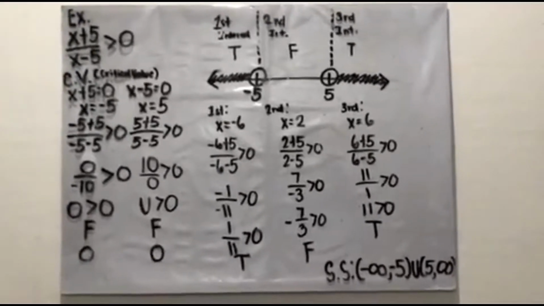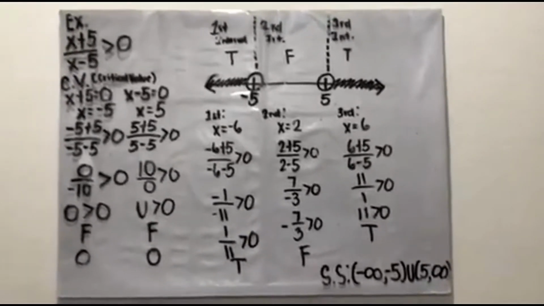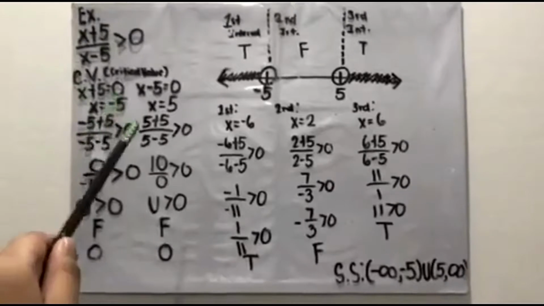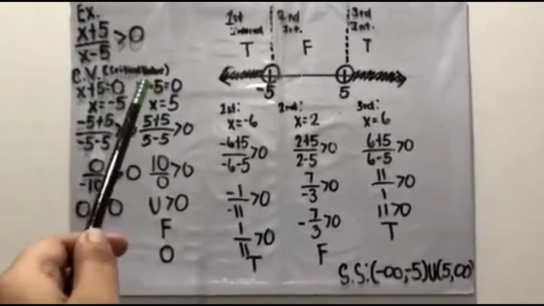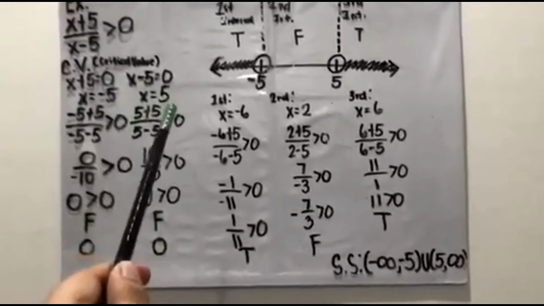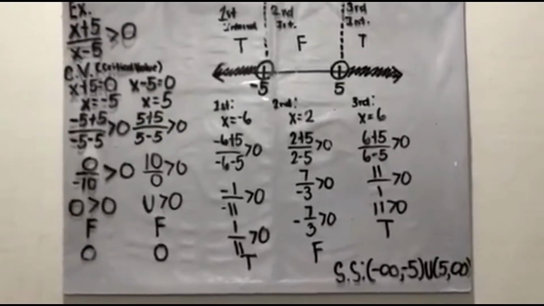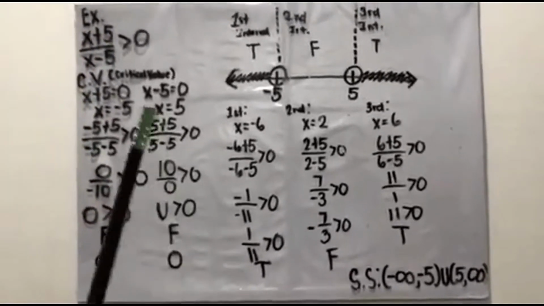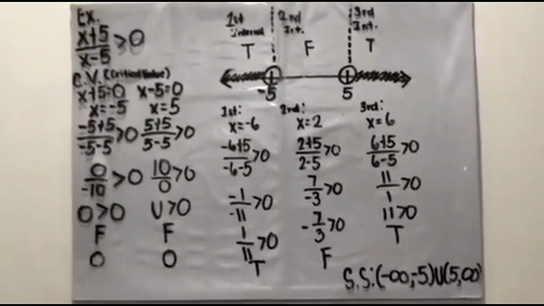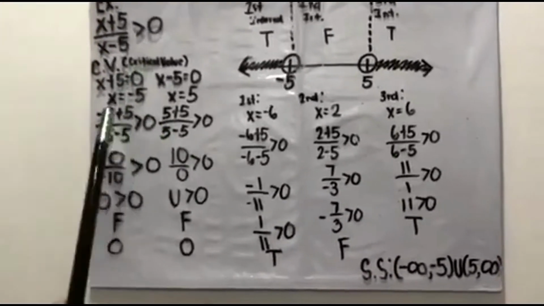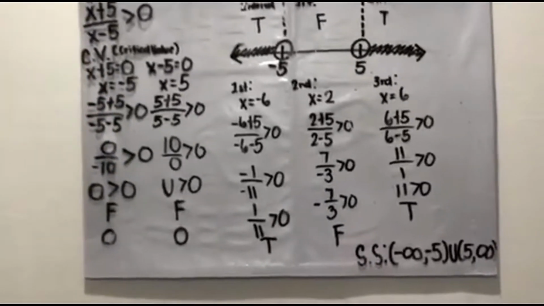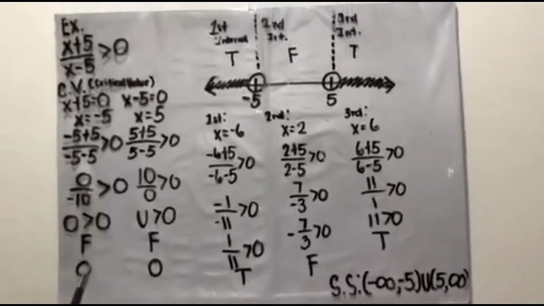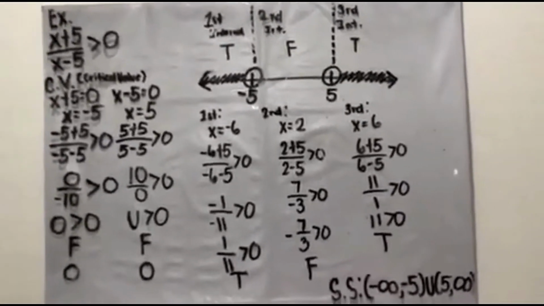Next is kukunin natin yung critical values. Para nga makuha yung critical values, isi-set natin yung numerator at saka denominator equals to 0. So, x plus 5 equals 0, x is equal to negative 5, while x minus 5 equals 0, x is equal to positive 5. Next is substitute natin yung critical values doon sa rational expression. So, negative 5 plus 5 is equals to 0, while negative 5 minus 5 is equal to negative 10. So, 0 over negative 10 is equals to 0. 0 greater than 0. False yung sagot dyan. So, yung circle natin is open lang.